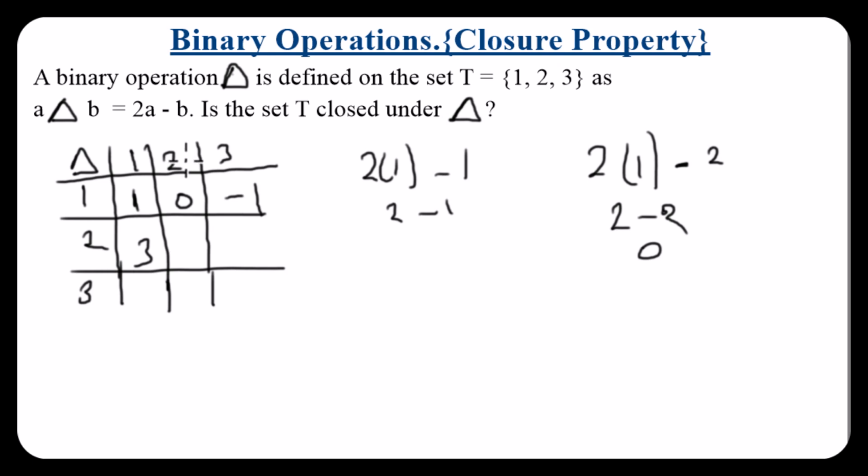Okay, so 2 delta 2. 2 times 2, that's 4. 4 minus 2. Again, this is 2. And then lastly, 2 delta 3. 2 times 2, that's 4.